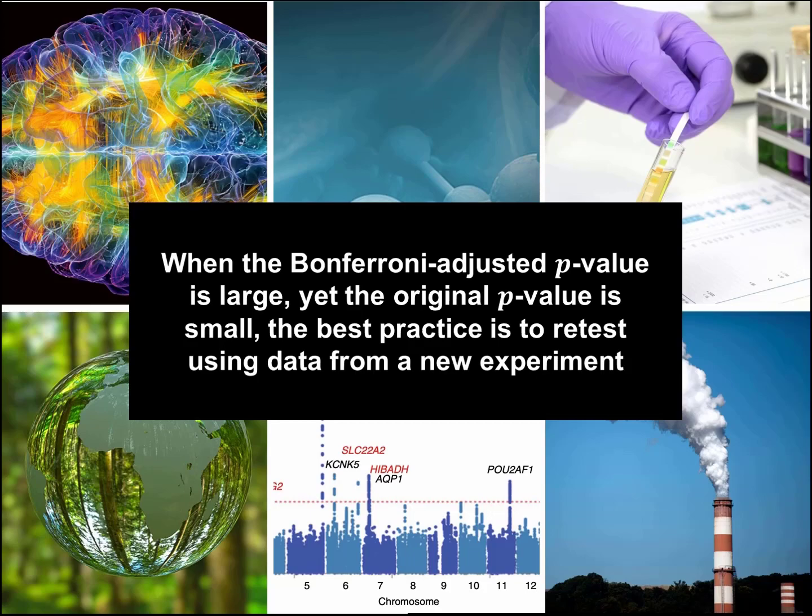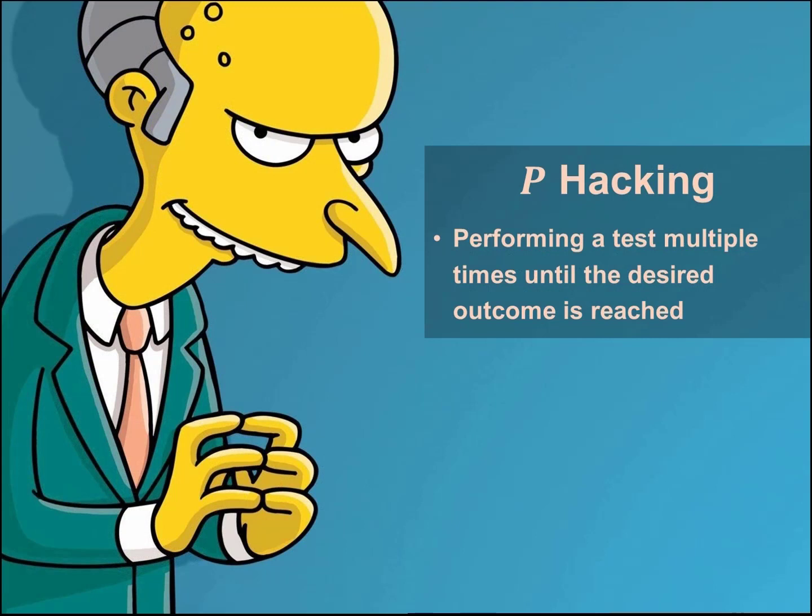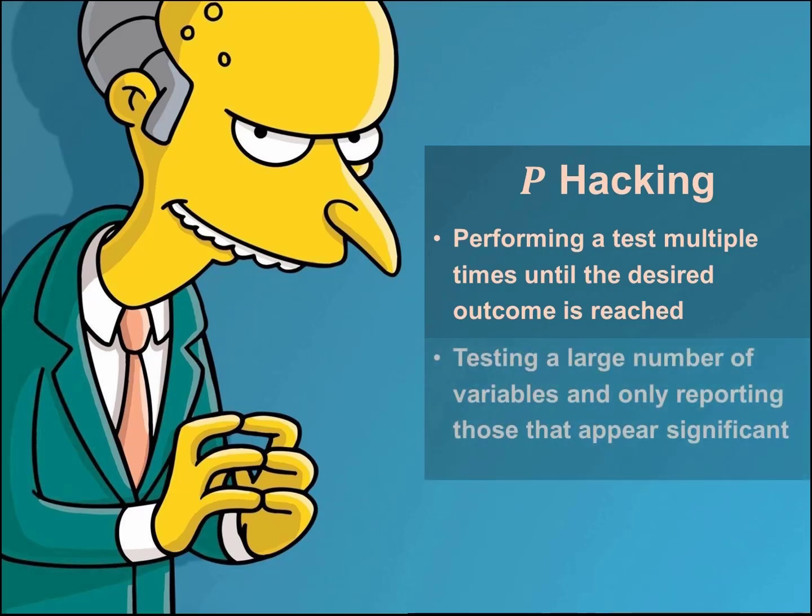Unfortunately, multiple tests are sometimes used to manipulate outcomes in a practice known as p-hacking. P-hacking refers to the practice of either performing a test multiple times until the desired outcome is reached, or testing a large number of variables and only reporting those that appear significant.